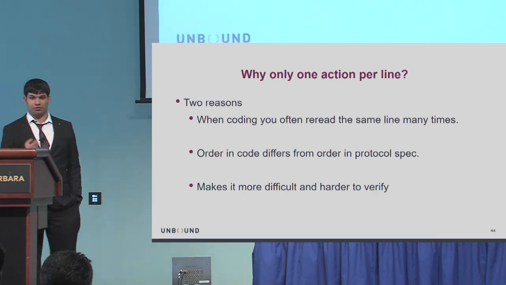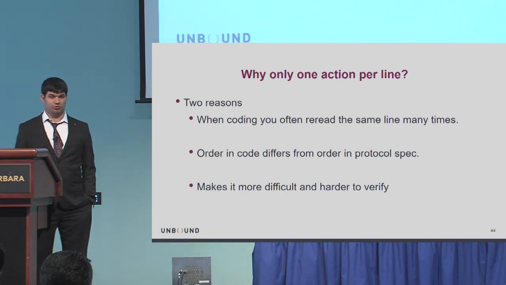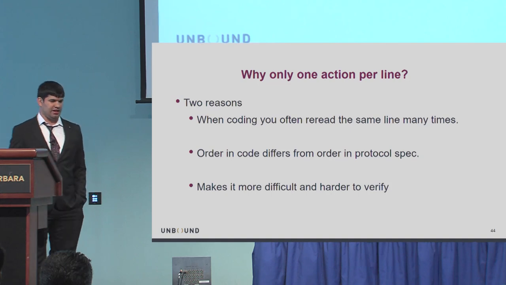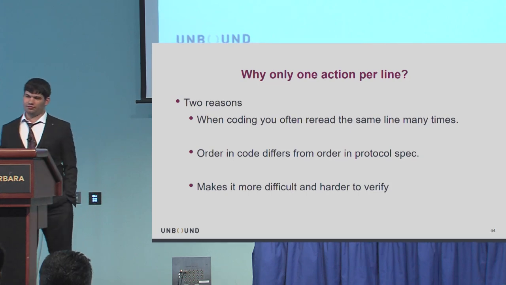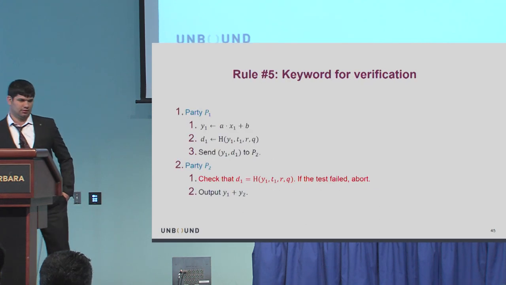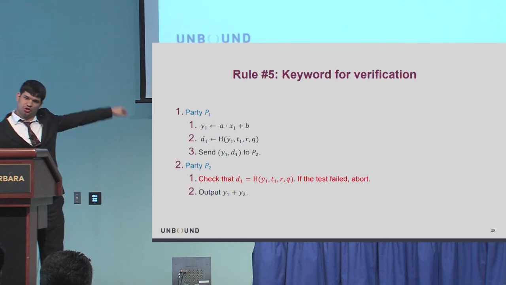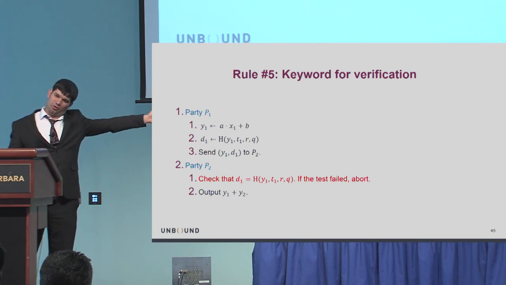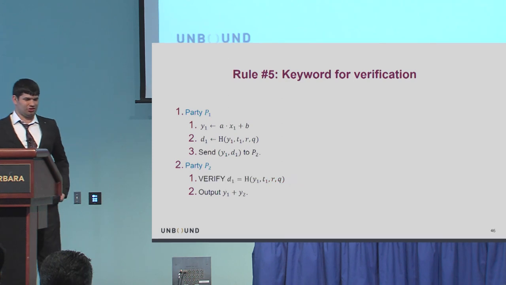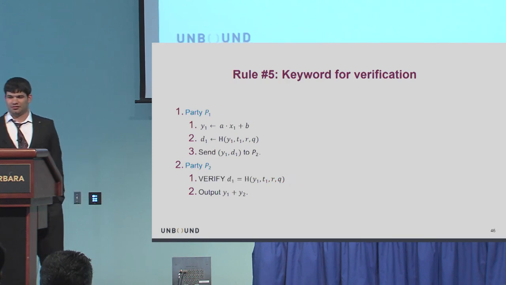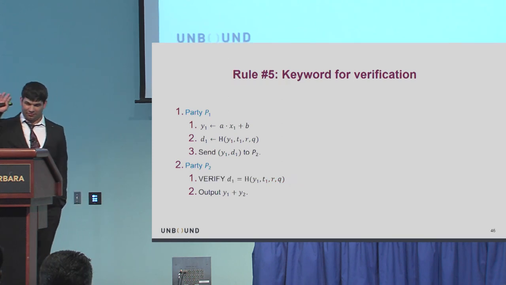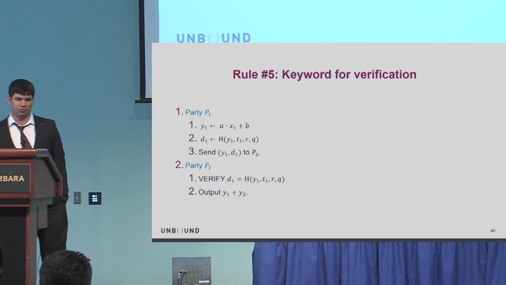So you often have to reread the same line if you do different things. In order and code, you have to jump back and forth. And it makes it just more difficult to verify and implement. So then there's a rule that I often see in text. I see, oh, check that this condition is true, and if not, abort. Well, let's just use a keyword for that. Just give it a semantic one, and then you don't need to worry about that.